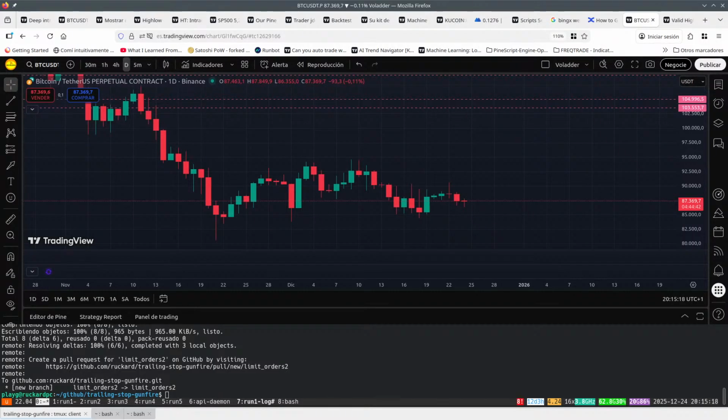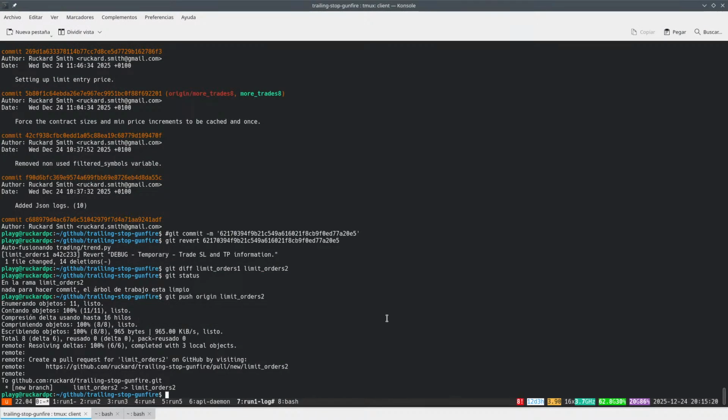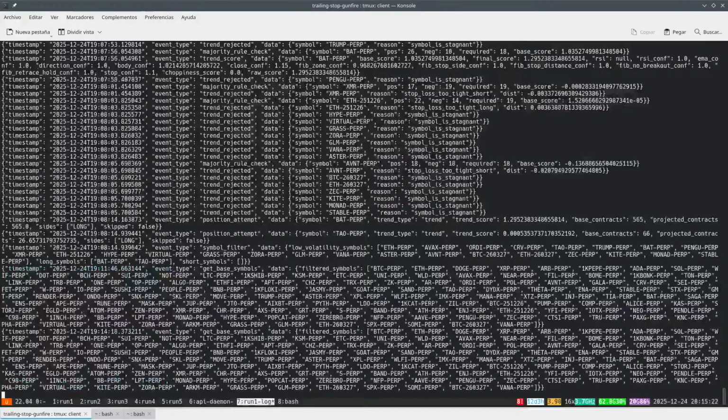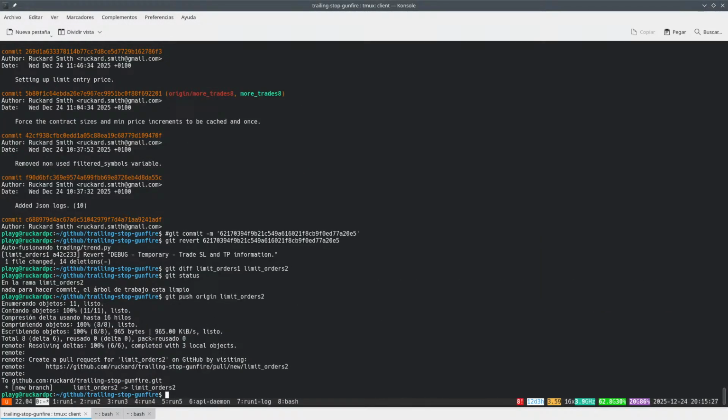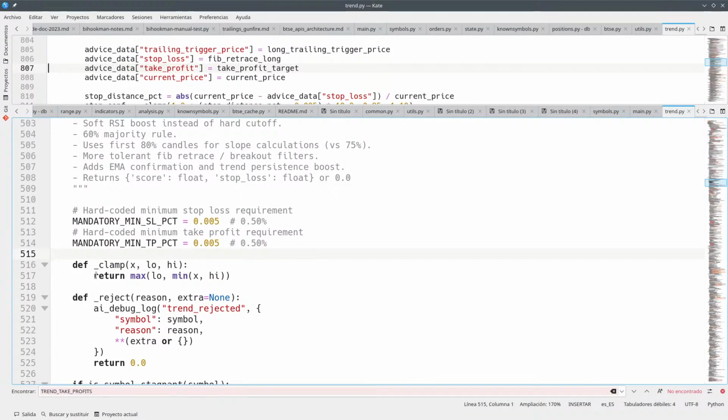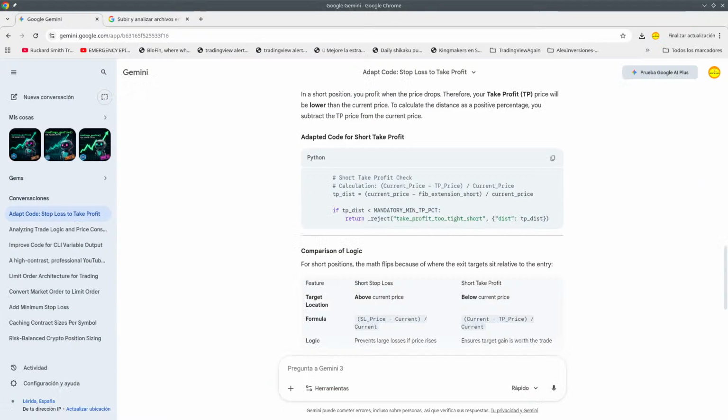So now we need to wait for these trades to do something. While we do that, we can work on handling the limit order. We already had a conversation for this, and we will see how it goes.